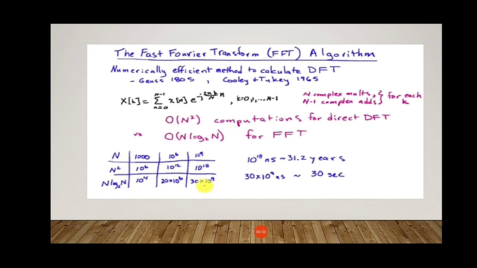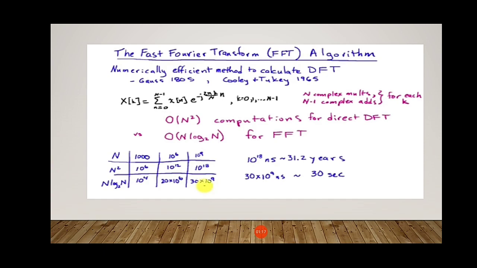As mentioned before, it is a numerically efficient method to calculate DFT. It is an algorithm which was first designed by Gauss in the year 1805, but he didn't get much recognition, and which later was coined by Cooley and Tukey in the year 1965.